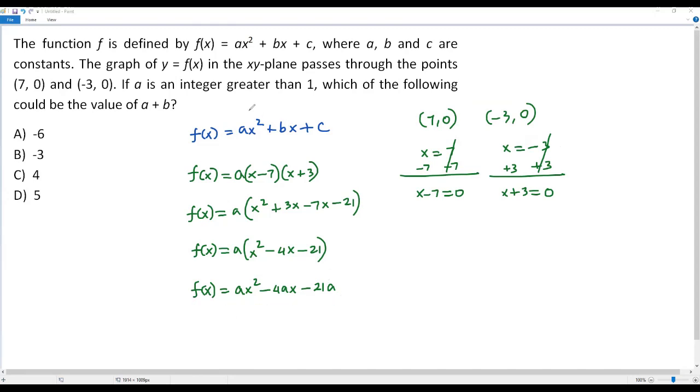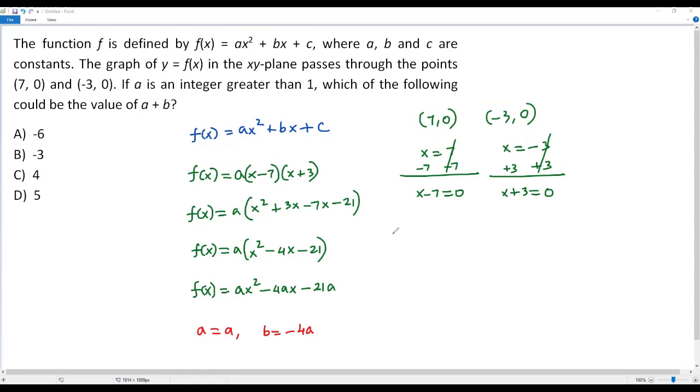Okay, now let's compare the original function and the function we got here. When I compare this one and this one, what do we have in the place of a? Actually a is the coefficient of x squared. Here also we have the same a as the coefficient of x squared. So we get a equals a. At the place of b, that is the coefficient of x, we have negative 4a. So we get b equals negative 4a. Here we don't need to compare the constant c and negative 21a, because our aim is to get the value of a plus b.